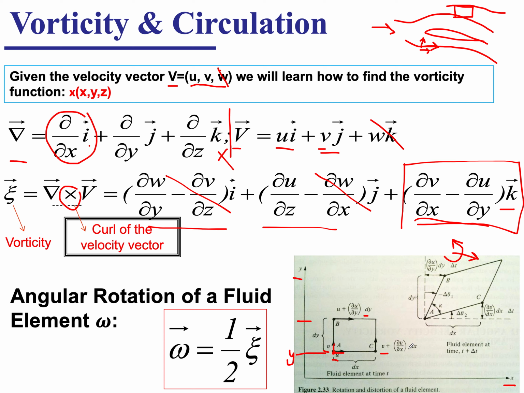And let this move, so that's at time t equals 0. And now at time t plus delta t, my fluid element here at point A would move a distance u times delta t and v times delta t. However, point B and point C are not going to move in tandem; they're actually going to move slightly faster. So you're going to get this shape.